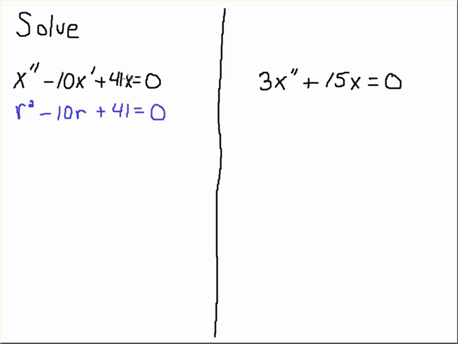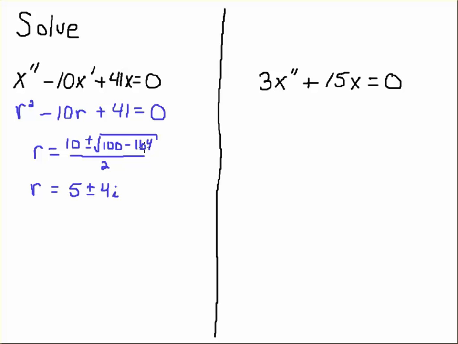Without this 41x term, you wouldn't have this number here, and you'd just have something like r squared minus 10r. Okay, so just remember to match up your exponents and the orders of your derivatives. So I'm just going to apply the quadratic formula to solve this quadratic equation now. So this becomes an algebra problem.